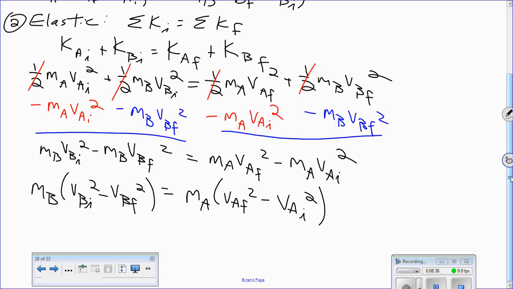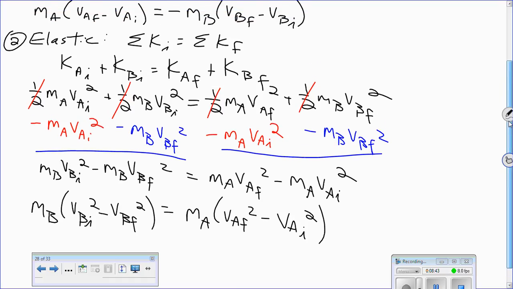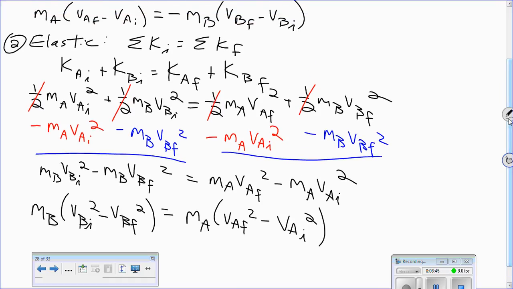Sorry? It's not quite the same because these have squares, and the top one doesn't have those squares, but you're totally in the ballpark. We're going to pop a negative on one of those to flip them around.